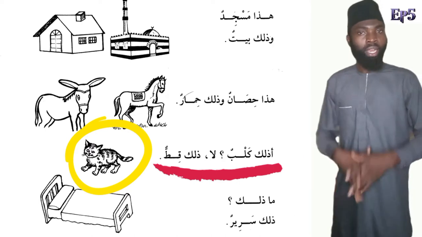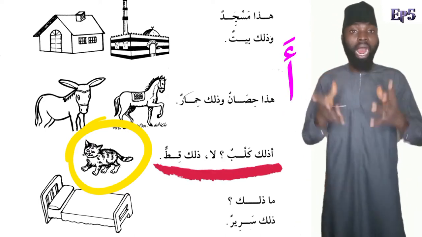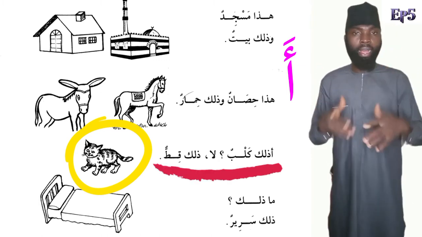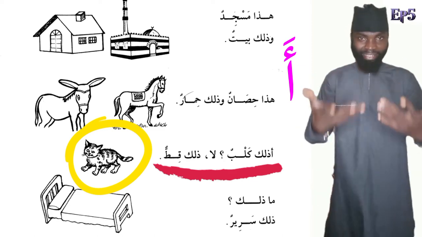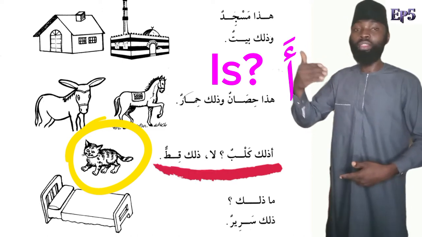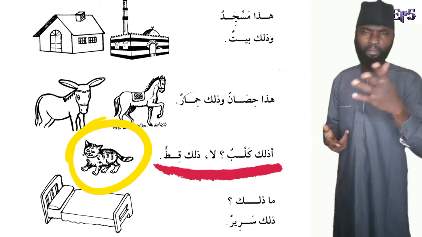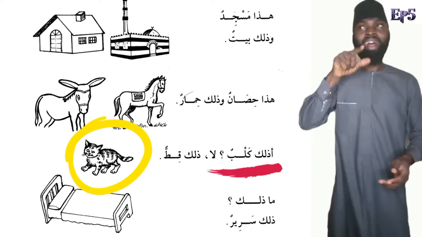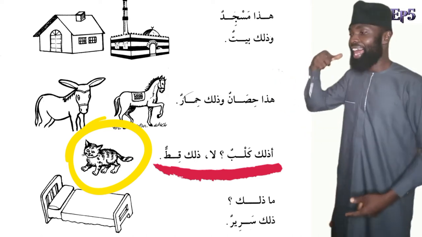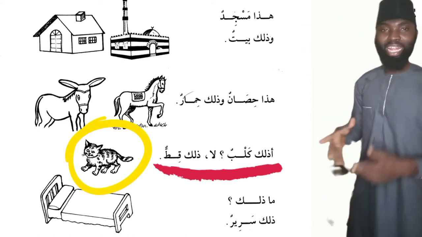Adhalika kalbun? Now we had studied the particle a, or the article a: hamza with fatha. We said it means "is" when asking to confirm, as in ahadha, is this. Now we have adhalika. Very simple, just change the hadha to dhalika. Adhalika, is that?